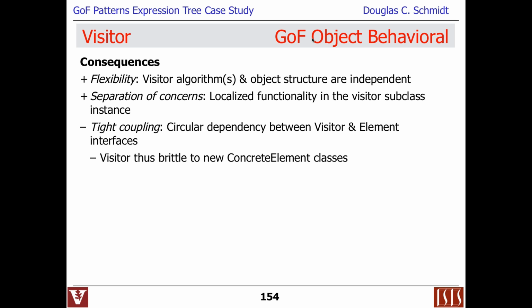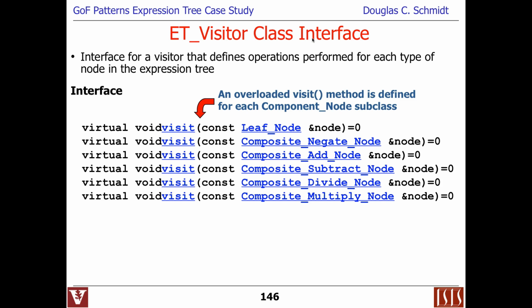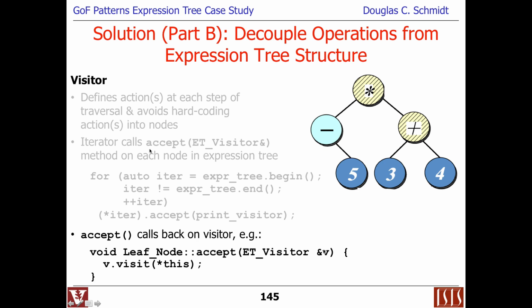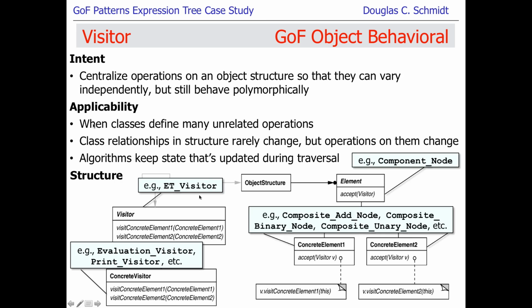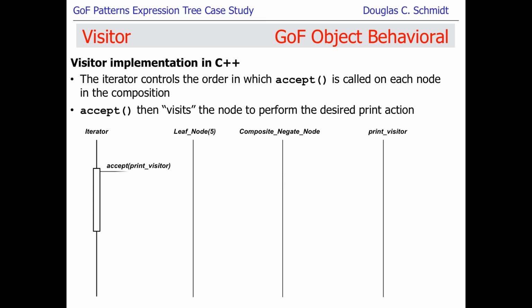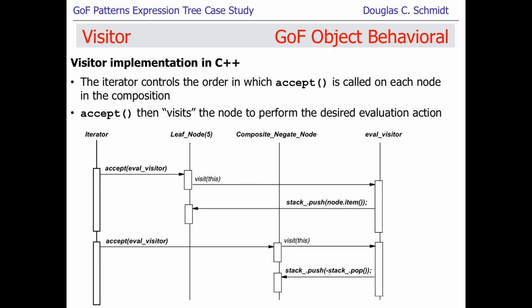One of the other consequences of this tight coupling is that it's brittle to new concrete element classes. If you start making changes to your element hierarchy, this part right there, if you start making new concrete elements, you're going to have to modify all these methods in visitor and all of its subclasses, because it's got to have a method for every different subclass of the composite. So that is less desirable in situations like that.